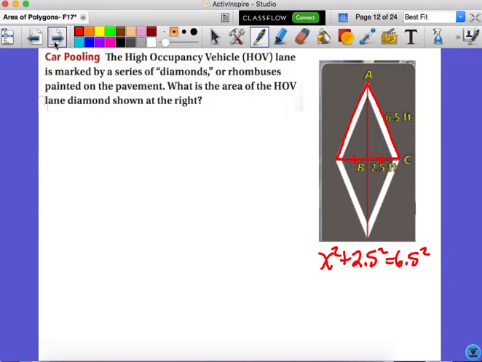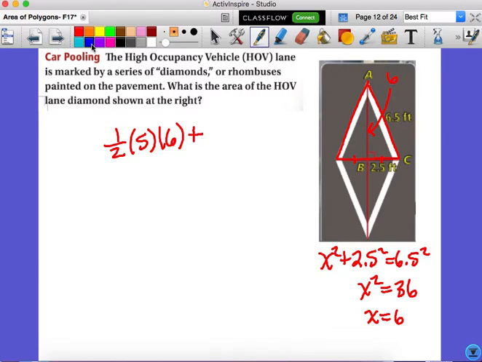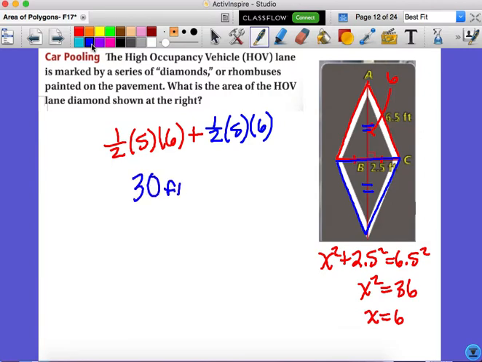Now I'm going to do this a little bit quickly here just to save a little bit of time. And I'm going to end up with x squared equals 36. So x is 6. So what I've just figured out is that this guy here is 6. So for that top triangle, half the base, so the 2.5's added together, times the height, but I still need to add on the area of this triangle down here. But in a rhombus, remember, these are equal, so I don't have to do the Pythagorean theorem again. I can simply do half the base times the height again. So half of 5 times 6 plus half of 5 times 6 again gives me 30 square feet.